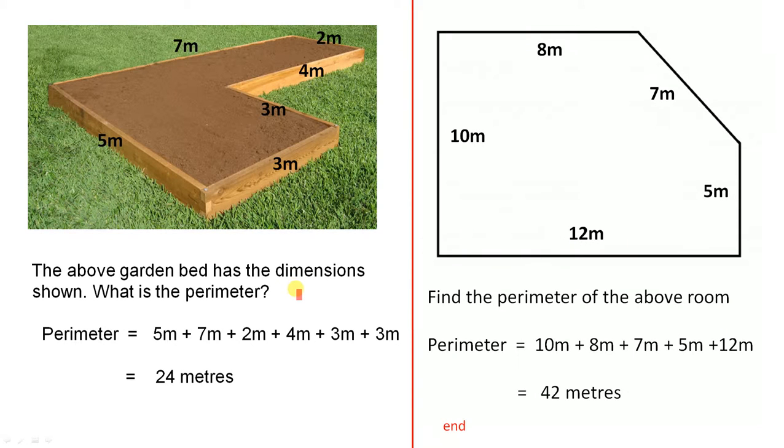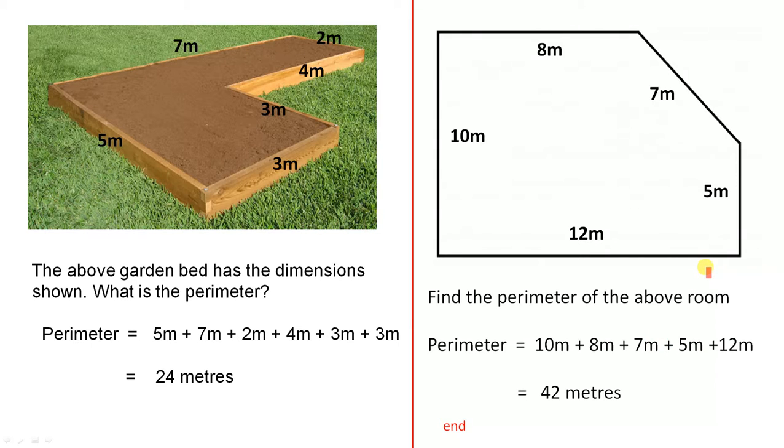The above garden bed has the dimensions shown. What is the perimeter? Okay, all the dimensions are there. That's sort of in the shape of an L. All you do, you just take each of those numbers and add them up. So here they are. There are 6 numbers altogether. When we add them all up, we get 24 meters.